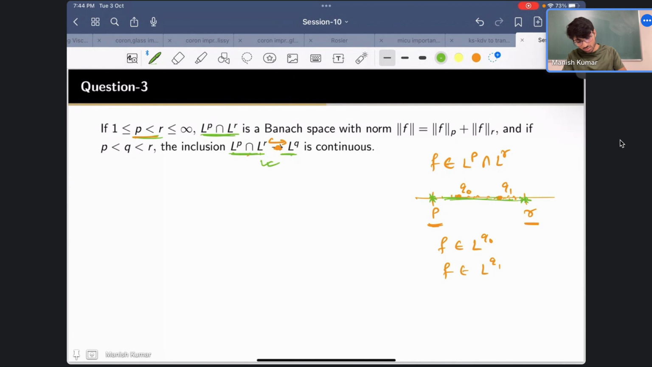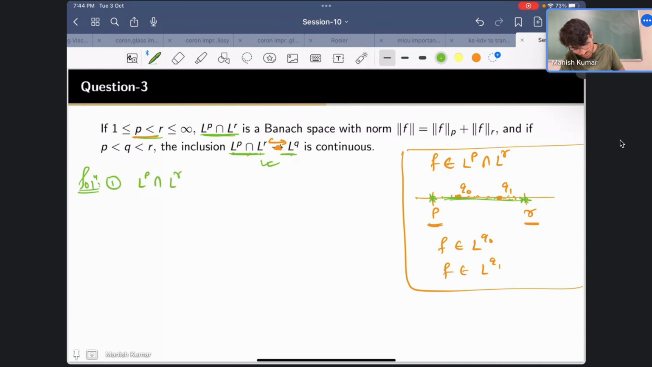Okay, so this is the question. Now let us look at the solution. Let us first prove that L^p ∩ L^r is a Banach space. This is the norm for this space. So L^p ∩ L^r with respect to this norm is a Banach space.